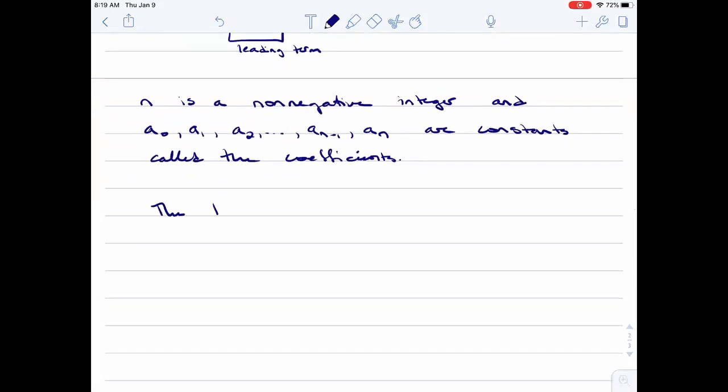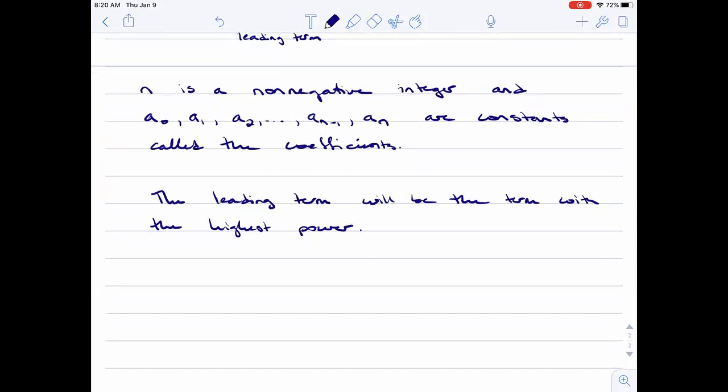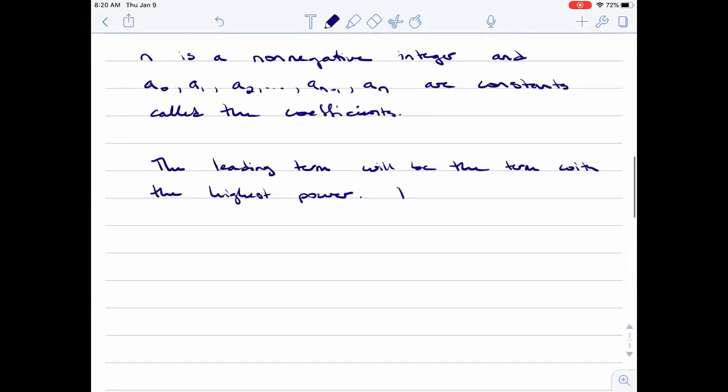The leading term will be the term with the highest power. The highest power is the degree of the polynomial.